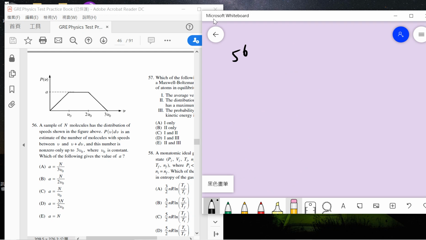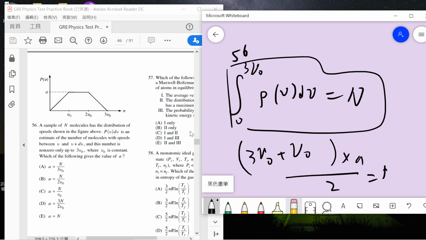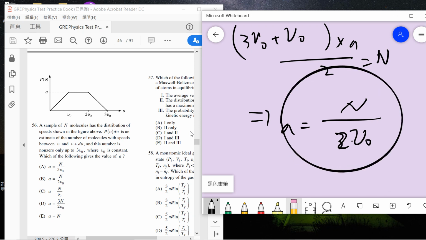56 states that the integral of the distribution from 0 to 3v0 should be the same as the total number. So from the volume, this is 3v0 plus v0 times a divided by 2 should be n. This tells you that a equals n divided by 2 times v0. So the answer is B.